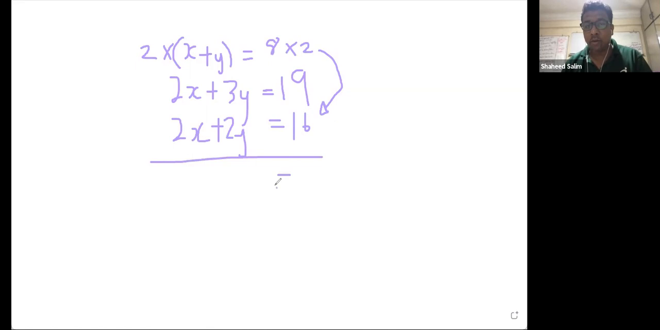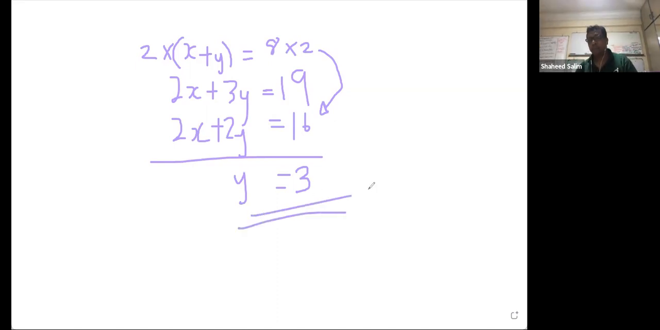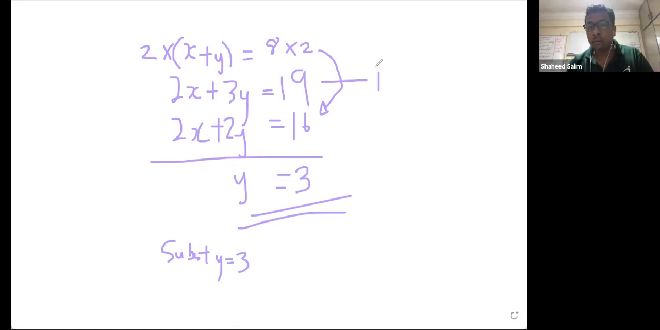19 minus 16, what do you get? 3. 3 minus 2y, get y. 2x minus 2x, no more. y equals 3. You already found out what y is. Then what do you do after that? Substitute y equals 3. You can put it inside which one? Equation 1, equation 2, which one? Any one. Let's say equation 2.